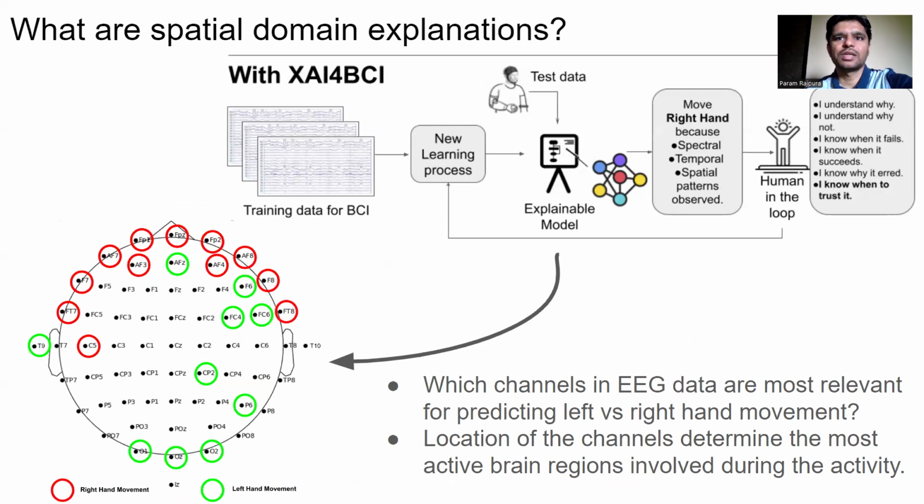To explain the model predictions, we use spatial domain explanations. In simple terms, spatial domain explanations describe the EEG channels that are most significant in determining the predicted outcomes. The spatial locations of these EEG channels signify the activity of brain regions in its vicinity. Such an explanation at the sensor level can be visually represented by the montage image shown here.